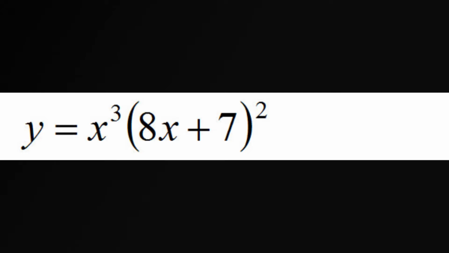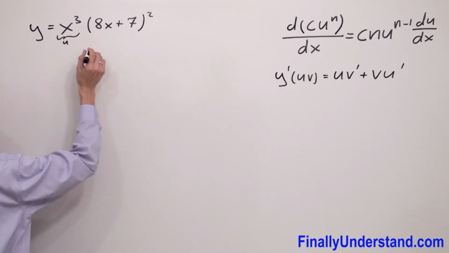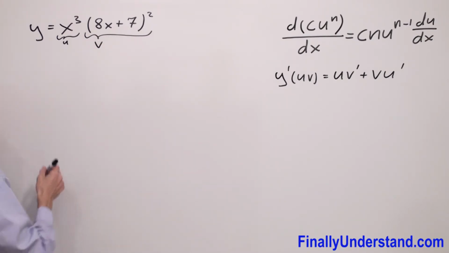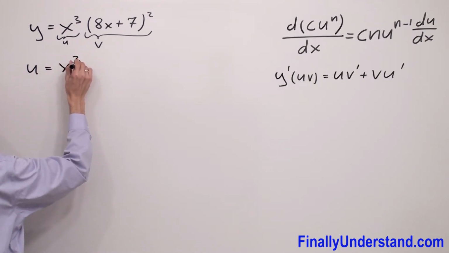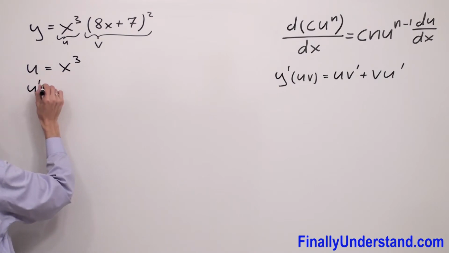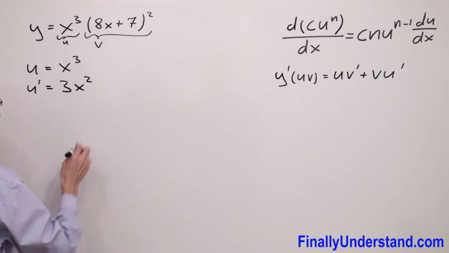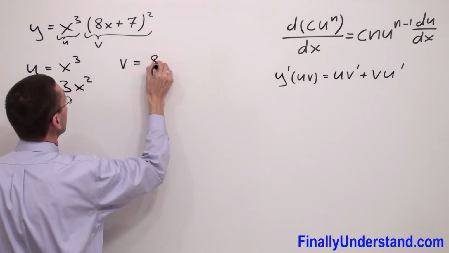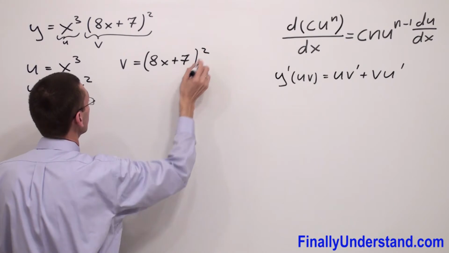Here is another example of the product of two factors. This is going to be my u, and this factor is going to be my v. So u is equal to x to the third. The derivative of it is equal to 3x squared. My v is equal to (8x plus 7) to the second power.